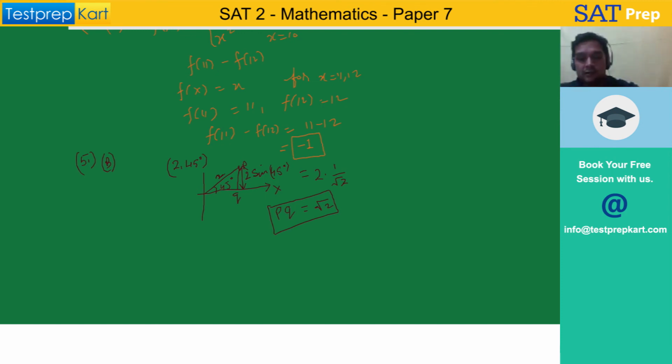We can also do it this way. Otherwise, we'll convert this polar form into rectangular form. x equals r cos theta, y equals r sin theta. So find y. The coordinates of P are x comma y. So let us discuss by this method too. So x equals r cos theta means 2 cos 45.